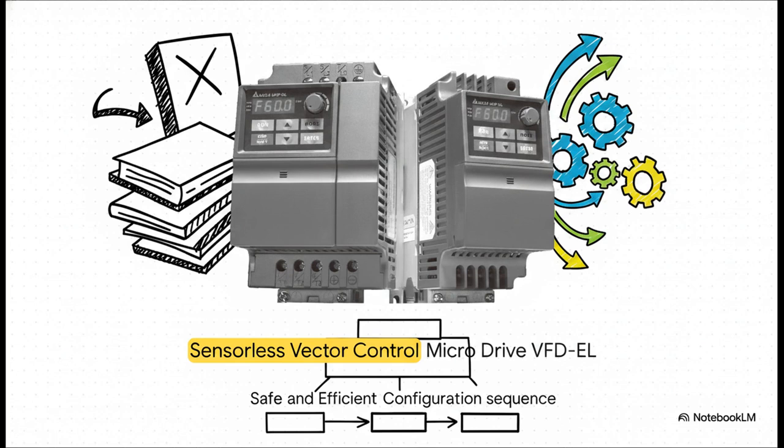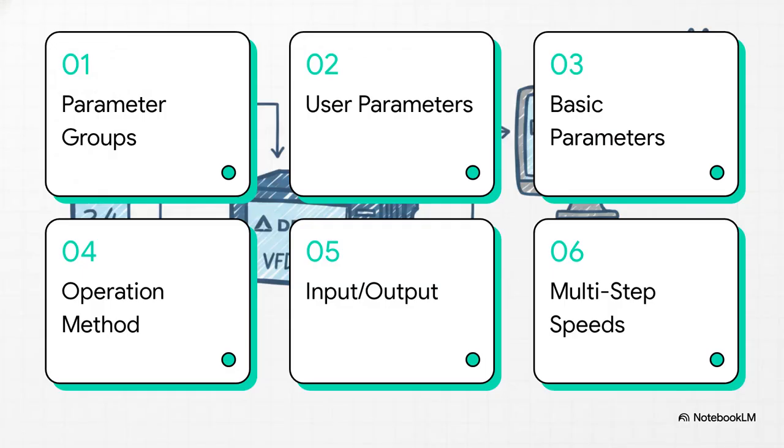What we're talking about is the Delta VFD EL, a really compact, sensorless vector control microdrive. But its true power lies in how it's programmed. We're going to demystify the exact sequence you need to get this hardware configured safely and efficiently. Here is our blueprint for today. We're looking at navigating parameter groups, then user parameters in Group 0, basic parameters in Group 1, operation method in Group 2, input and output in Group 4, and finally, multi-step speeds in Group 5.